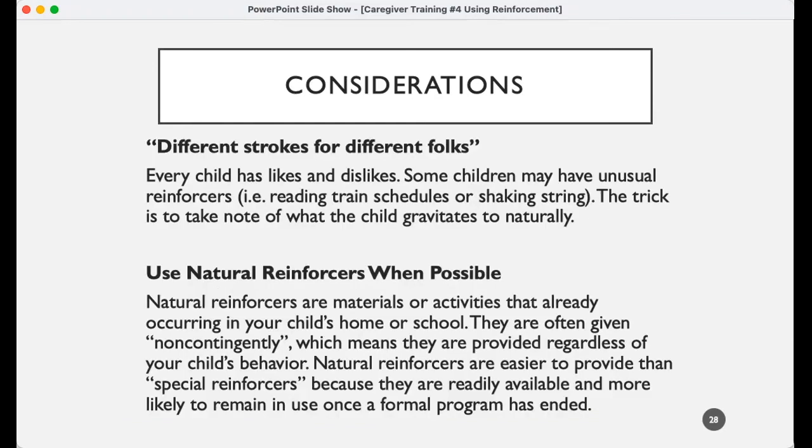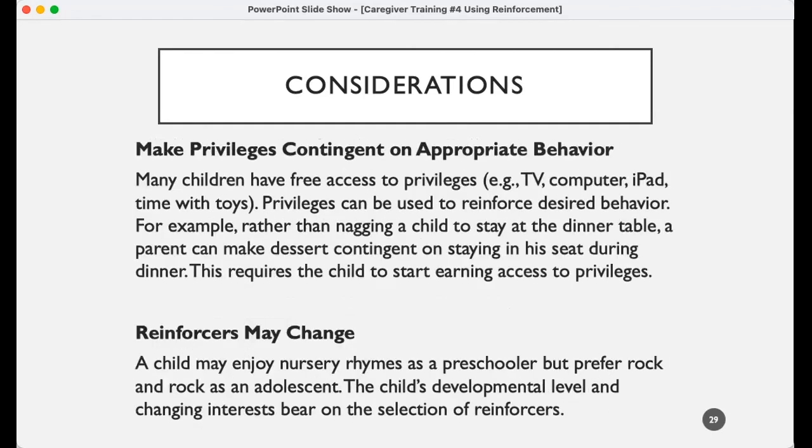Here are some considerations. Remember, every child has likes and dislikes. Some children may have unusual looking reinforcers. The trick is to take note of what your child gravitates to naturally. Natural reinforcers are materials or activities that already occur in your child's home or school. Remember to make your privileges contingent upon appropriate behavior. Many children have free access to a variety of privileges. Privileges can be used to reinforce that desired behavior.